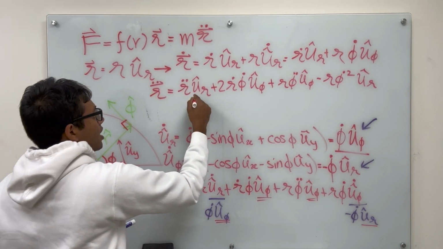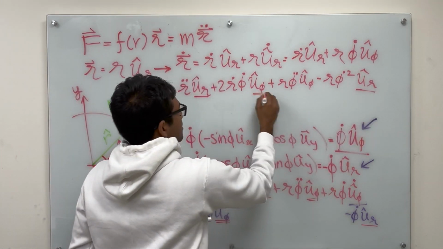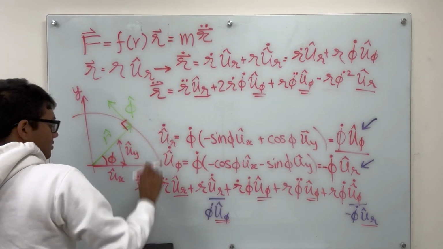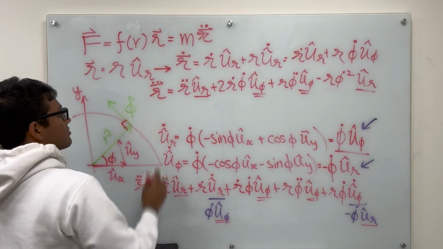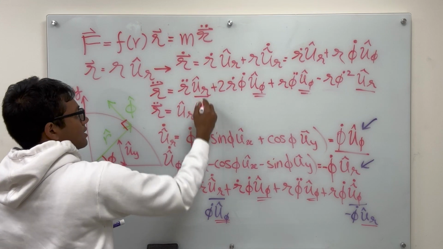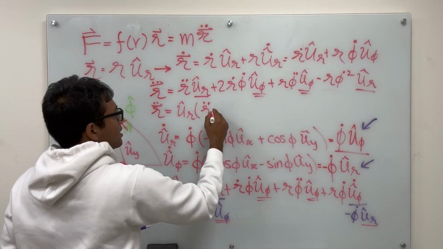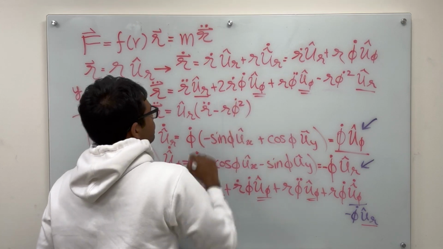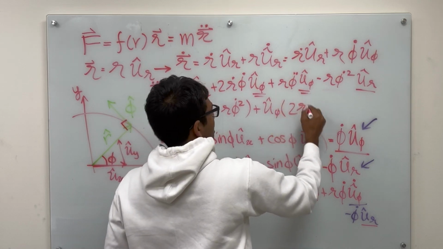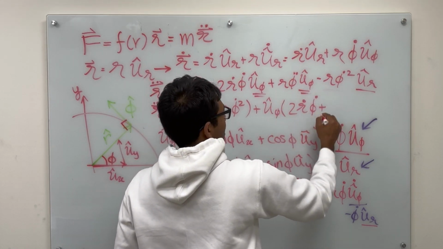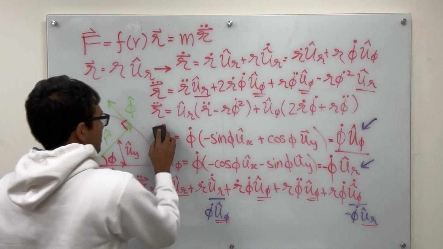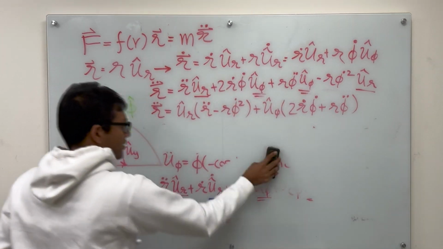Okay, now I'm going to factor out things that have the same unit vector. So I'm going to factor out the r component vectors and phi component vectors. So let's see what that gives us. Maybe we can simplify something here. So r double dot is equal to u sub r hat, times r double dot minus r phi dot squared, plus u sub phi hat, times 2 r dot phi dot plus r phi double dot, right? Okay, so very good. So let's erase all of this. No need for any of it anymore.